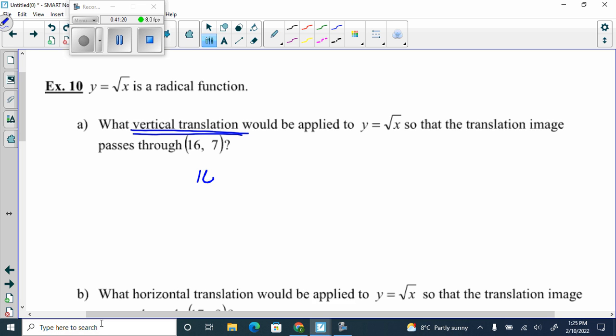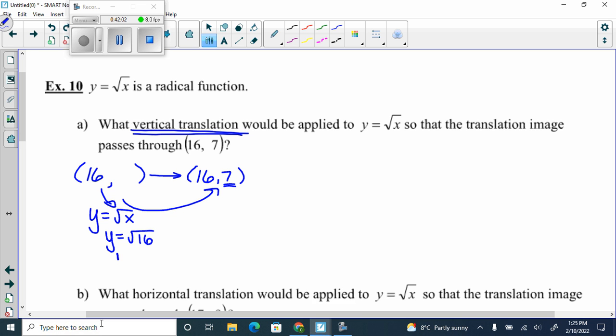So they gave us the new coordinate. And then they want what it was before. Because if I find out what it was originally, then I can figure out how I need to move it to get to 7, right? Because I need a vertical translation. So if there's no horizontal translation, this 16 was what before? 16. That didn't change, did it? How can I get the original y? Plug 16 in for the x in the equation. Because the original equation is y equals root x. I know that x is 16, so I get y equals root 16. So y equals 4.